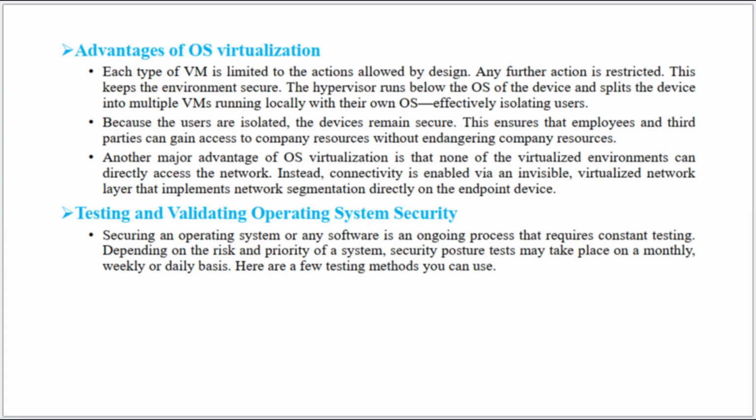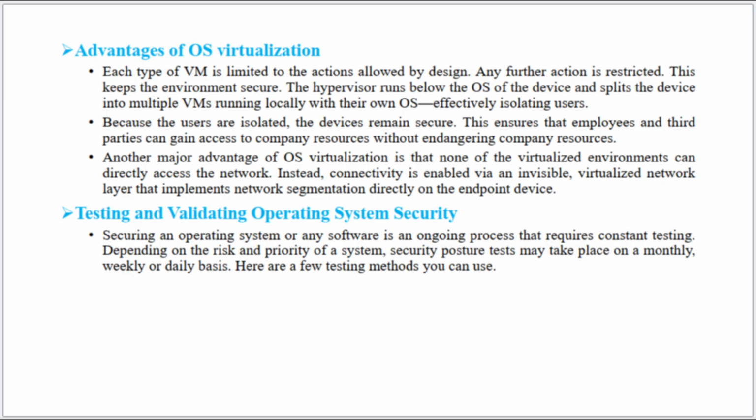The hypervisor runs below the OS of the device and splits the device into multiple VMs running locally, effectively isolating users. Because users are isolated, the devices remain secure. This ensures that employees and third parties can gain access to company resources without endangering them. Another major advantage of OS virtualization is that none of the virtualized environments can directly access the network. Instead, connectivity is enabled via an invisible virtualized network layer that implements network segmentation directly on the endpoint device.